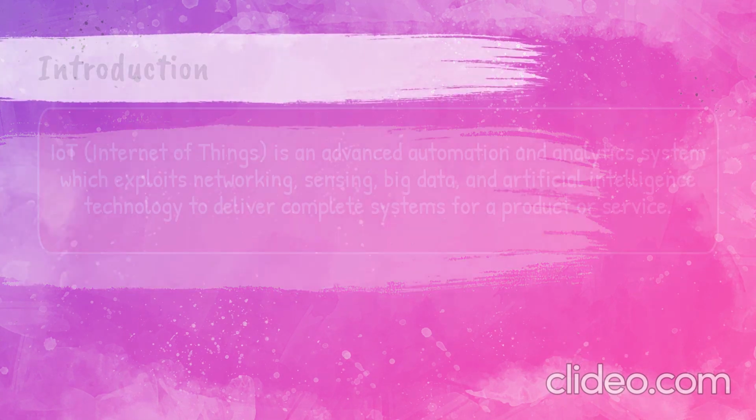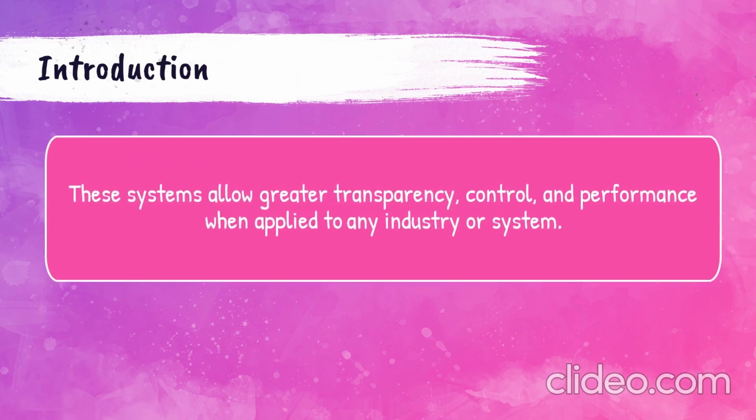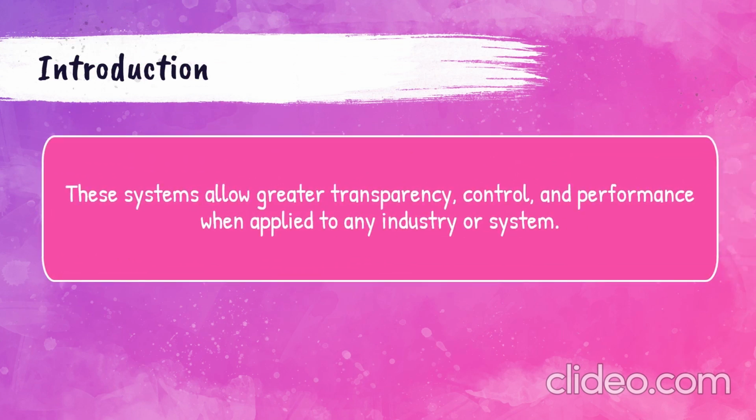First of all, IoT, Internet of Things, is an advanced automation and analytics system which exploits networking, sensing, big data, and artificial intelligence technology to deliver complete systems for a product or a service. IoT systems allow greater transparency, control and higher performance when applied to any industry or a particular system.